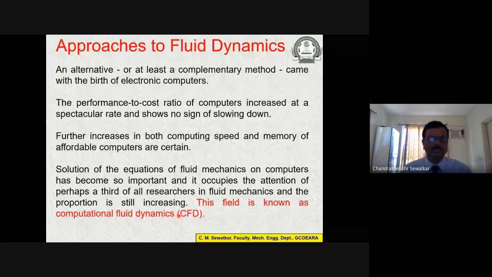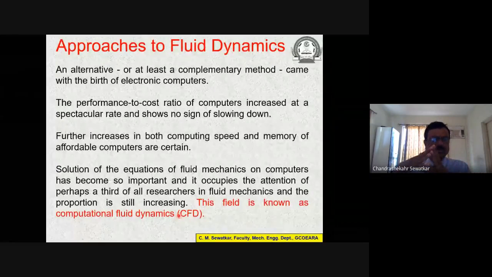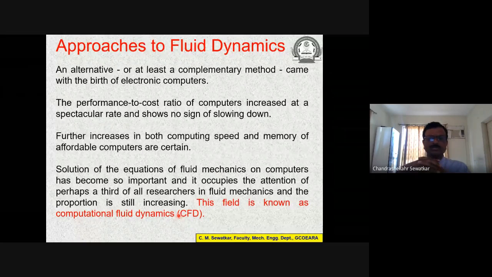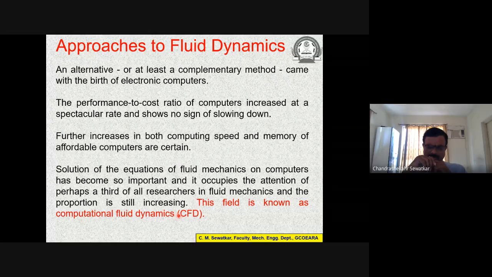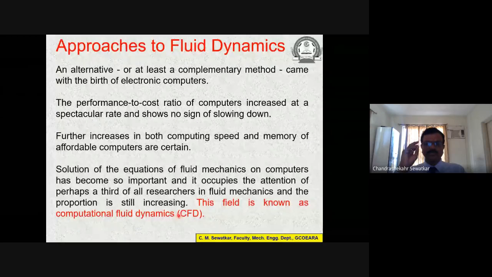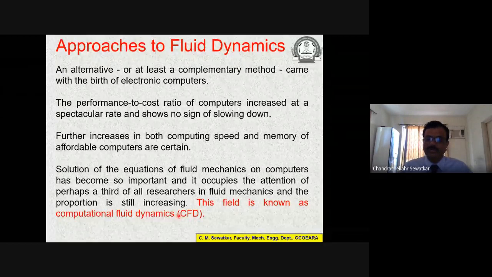The memory is going to be available with you at affordable cost. So solutions of all those equations which yesterday Professor Nangaoker talked about, solutions of the equations of fluid mechanics on computers has become so important that it occupies the attention of perhaps a third of the researchers in fluid mechanics. Almost one third of the researchers in fluid mechanics are nowadays using computational fluid dynamics as a technique for obtaining solution to velocity, pressure, and temperature.